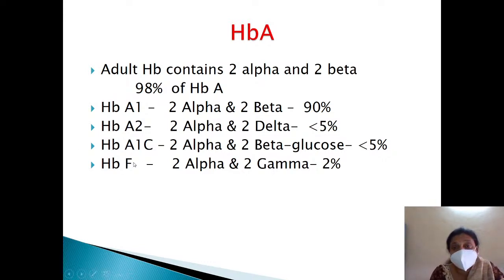Now the other type of hemoglobin is HbF. HbF is fetal hemoglobin. Its concentration is less than 2%, and it is composed of 2 alpha and 2 gamma. So look at this: in all the different types of hemoglobins, 2 polypeptides are of alpha type only. The difference occurs in the other 2 polypeptide chains. The other 2 may be beta, delta, gamma, etc.